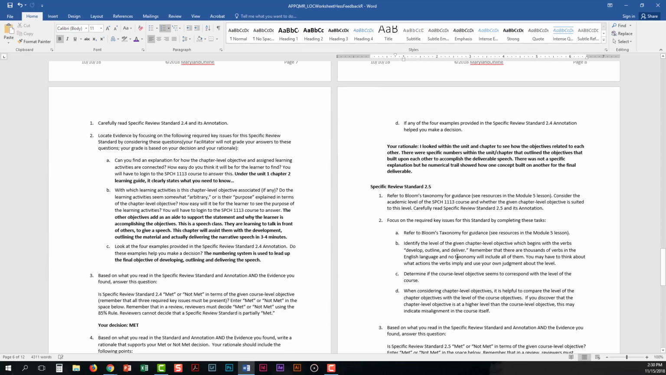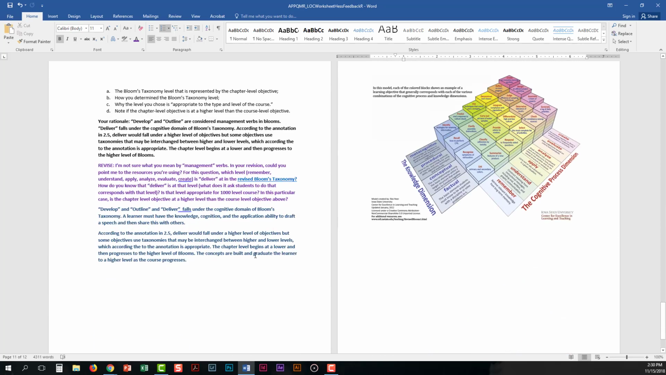And then the final question here at the end, thank you for providing that additional information to clarify where I was coming from with my original feedback. Bloom's taxonomy is all of the cognitive process dimension. There are different taxonomies for the affective domain and the psychomotor domain. So you can't say that develop, outline, and deliver fall in the cognitive domain of Bloom's taxonomy, because Bloom's taxonomy is the cognitive domain. What I was asking for in my feedback was for you to identify which level of Bloom's taxonomy develop, outline, and deliver fall under.